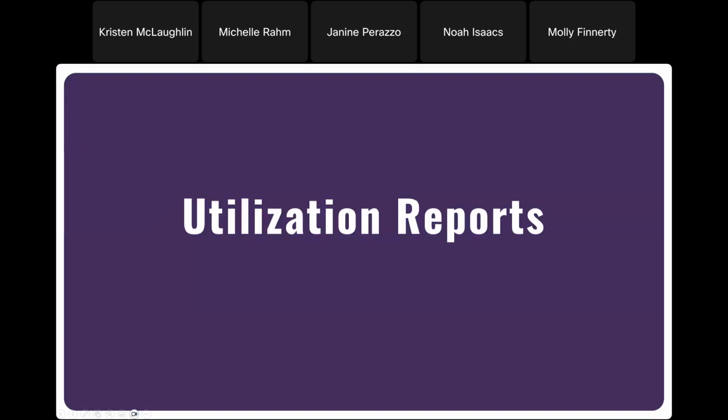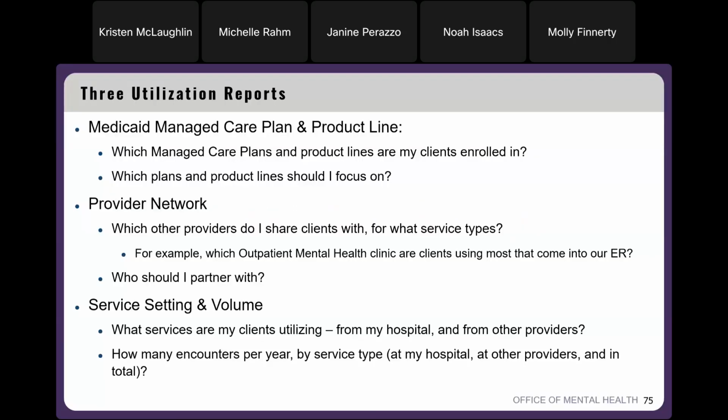I'm also going to briefly touch on the utilization reports, because these are created to help providers identify other organizations they may want to link with. It lets them see what other providers they share clients with, what managed care plans and product lines their clients are enrolled in, and what services their clients are utilizing, whether from my hospital or other providers.